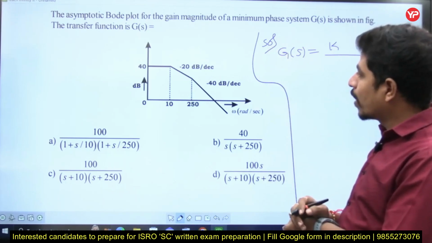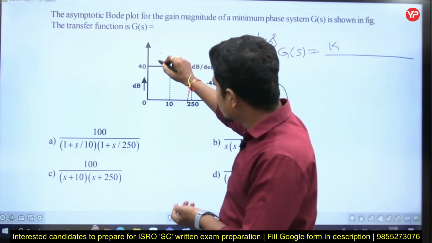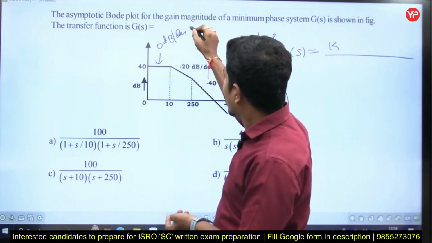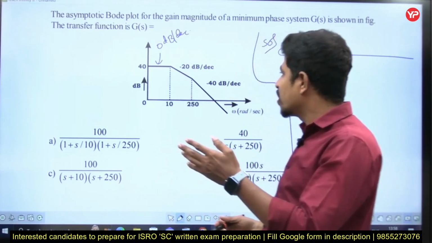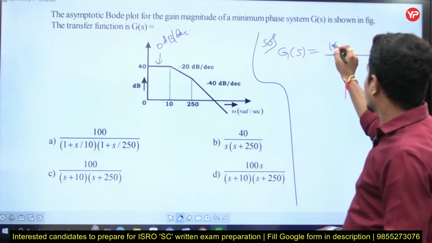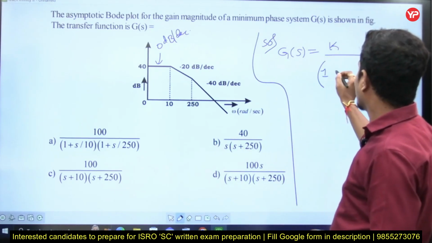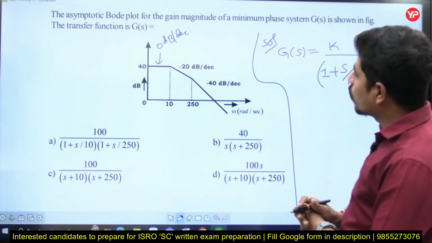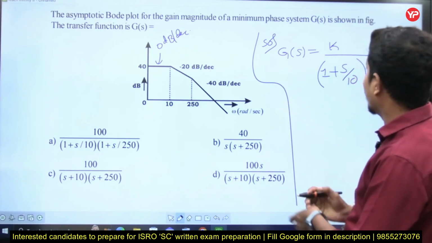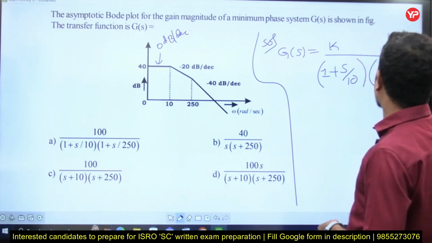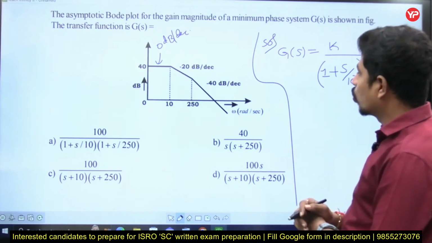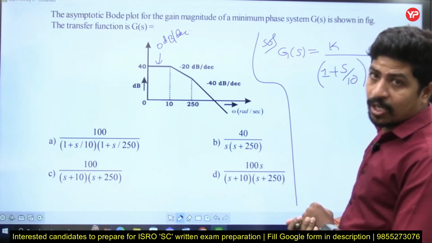But at omega equal to 10, the slope is changed from 0 dB per decade to minus 20, then it will be 1 plus s by 10. The slope changes from minus 20 to minus 40 at 250, then this will be 1 plus s by 250. Clear? 1 plus s by 250.